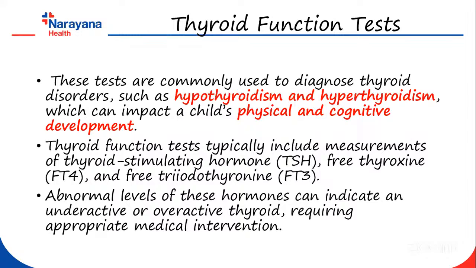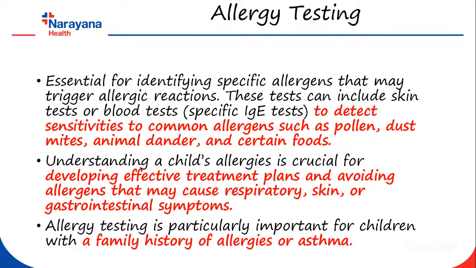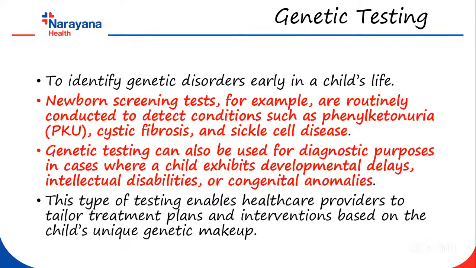Thyroid function tests: hypothyroidism and hyperthyroidism can impact a child's physical and cognitive development and hence are very important. Abnormal levels of these hormones can indicate an overactive or underactive thyroid. Allergy testing is important because it detects sensitivity to common allergens like pollen, dust, animal dander, certain foods. It's important to develop effective treatment plans so that we can avoid allergens that are causing skin, respiratory, or GI problems. A family history of allergy is also very important.